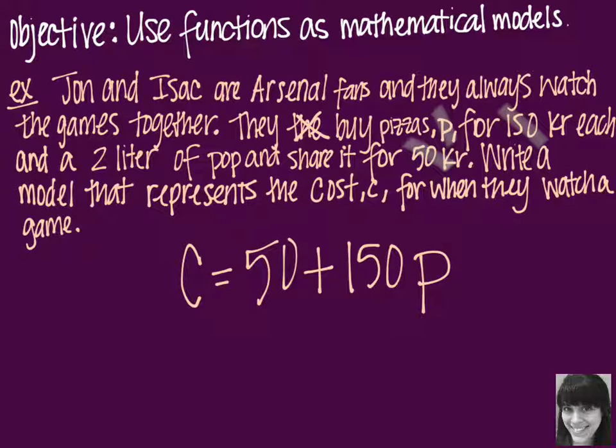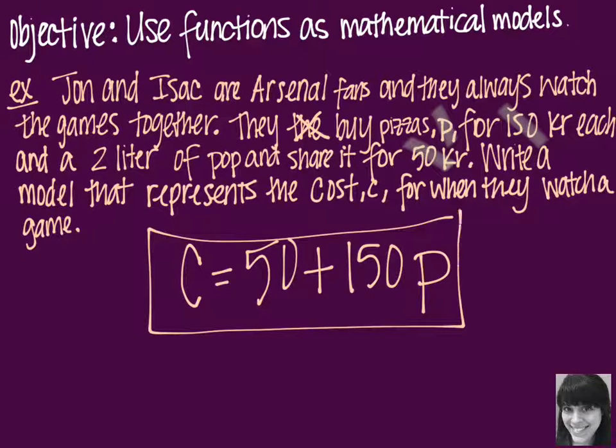Okay? This is the mathematical model that represents John and Isaac's Arsenal watching games. The cost of that. Okay? So, again, the cost is 50 kroner for the pop and 150 kroner for every pizza.